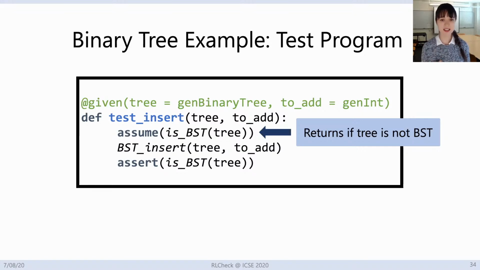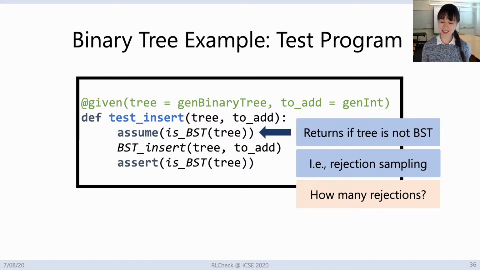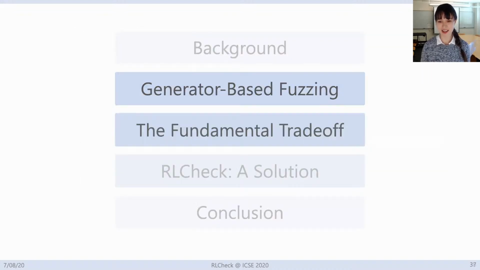Now, the nice thing about this is we can use just our regular binary tree generator, which was very, very simple, to generate hundreds or thousands of binary trees, and the ones that aren't binary search trees will just get rejected at this assume statement, and we'll be on our merry way to test this driver with many binary search trees, right? Well, that kind of depends on how many rejections we're going to end up having. And this brings me to the fundamental trade-off we have in generator-based fuzzing.